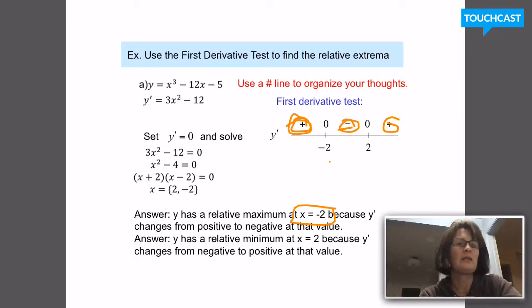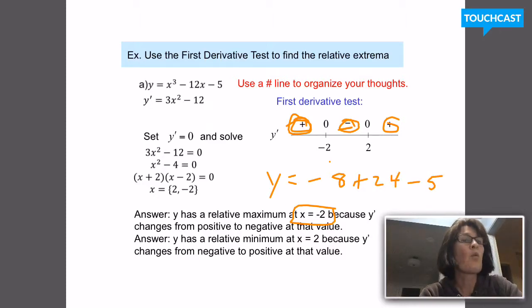So I'm going to do that by taking x equals -2, plugging it in for y, and I'm going to get y equals -2 cubed is -8, minus 12 times -2 plus 24 minus 5. So I would say y has a relative maximum value of, what's that, 11 at x equals -2, because y prime changes from positive to negative at that value.